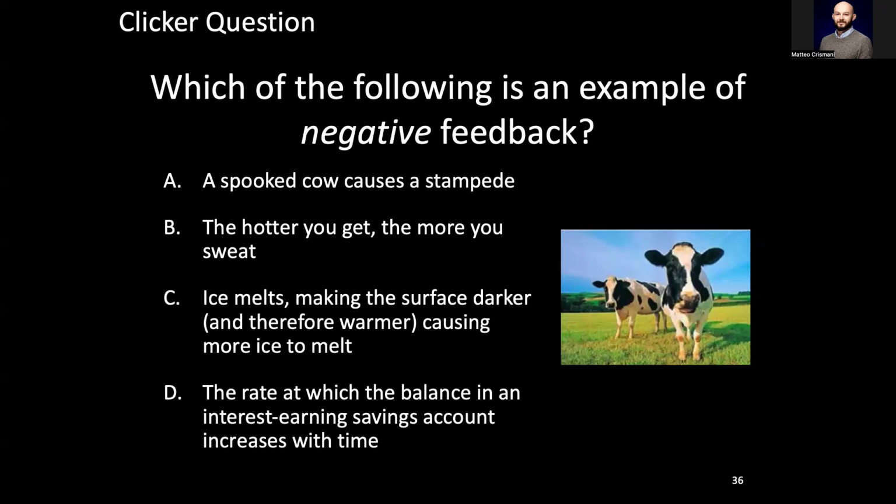Okay. Ice melting, making the surface darker, which makes more ice melt. Good or bad? Bad. Positive or negative? Positive, because the heating caused more heating. Okay, the hotter you get, the more you sweat. Why negative? Yeah, this is the only negative feedback example up here.